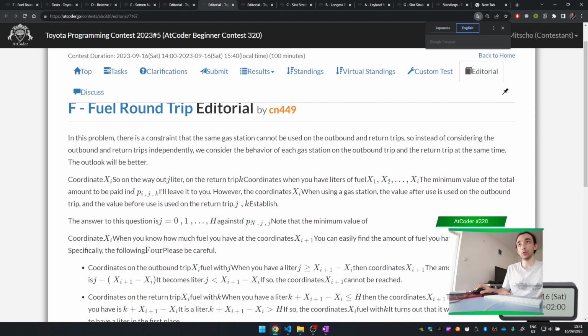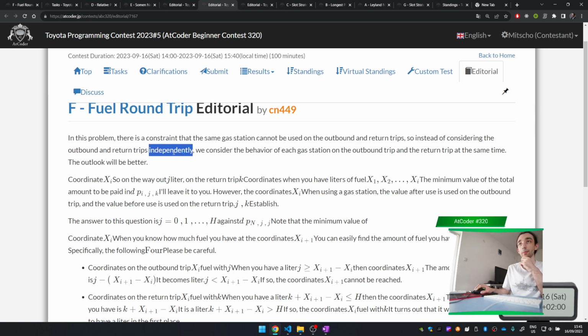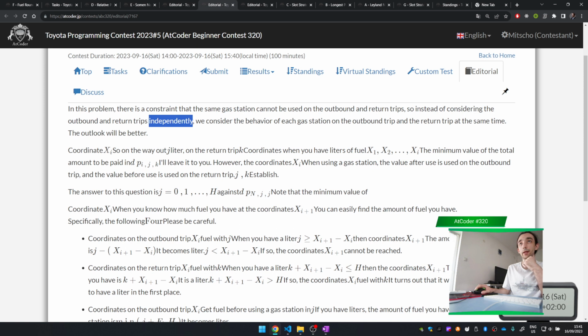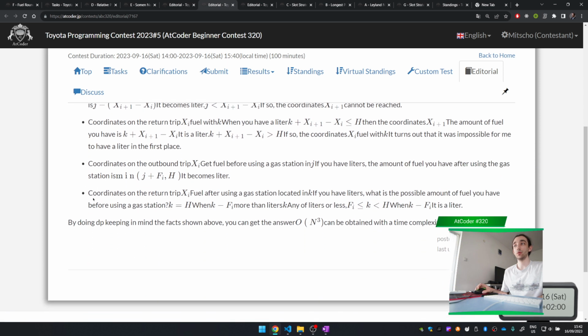In this problem, there is a constraint that the same gas station cannot be used on the outbound and return trips. This is the biggest issue. So instead of considering outbound independently, we can consider the behavior of each gas station on the outbound and return at the same time. The outlook will be better. Okay, the coordinate xi. So the way out g liters and on the return trip k liters. Oh, so you're having a DP of I, J, and K. From now on, I think I can solve the problem. Note that the minimum value. Yeah, from now on the problem becomes quite.